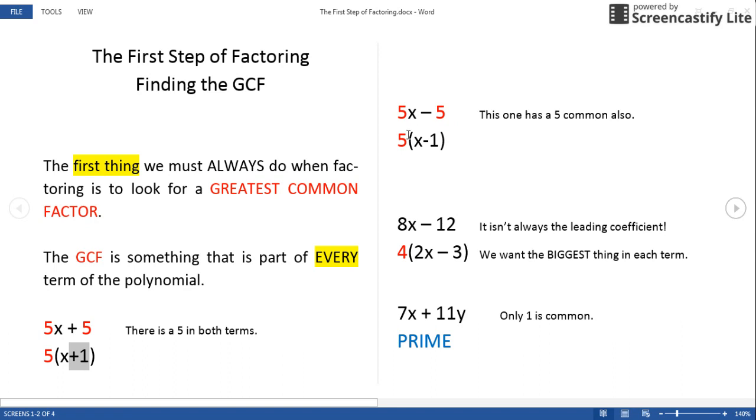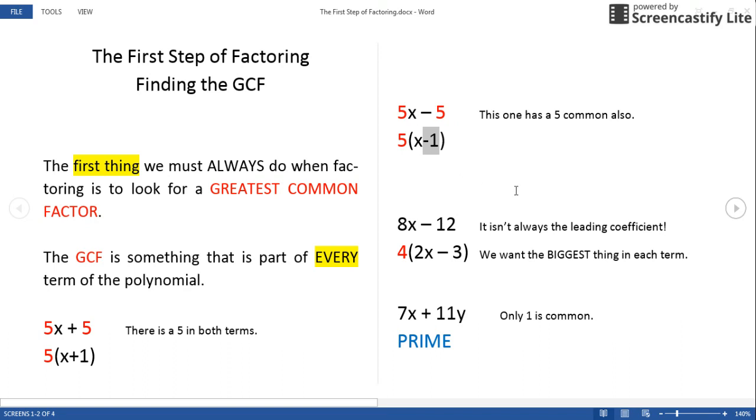For the second problem, we again have a 5 that is common, but this time as we divide the common 5 out, 5x divided by 5 leaves x, but on the back, negative 5 divided by a positive 5 gives us a negative 1 result. So 5 times x minus 1 would be our factored form.